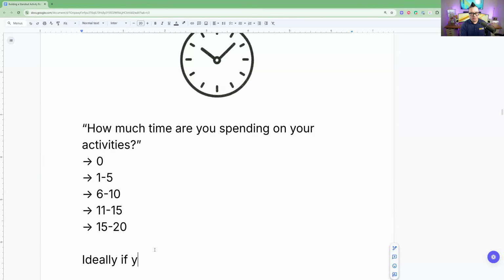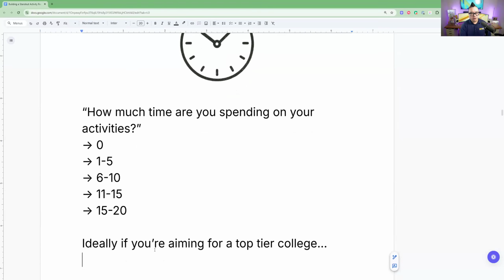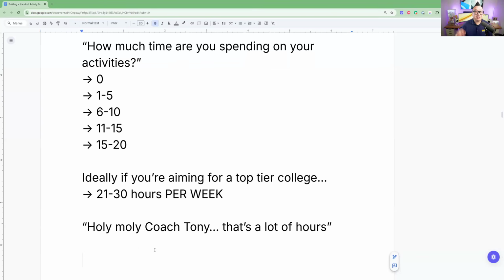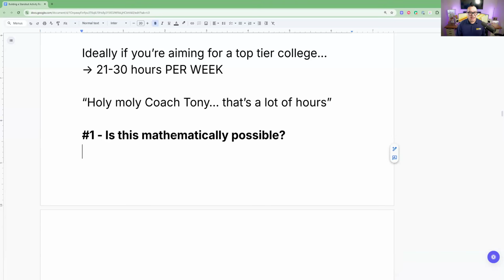Ideally, if you're aiming for a top tier college, we're looking for students to hit between 20 and 30 hours per week of activities every single week. And you're like, holy moly, Coach Tony, that's a lot of hours. Let me break it down two ways. First way: number one, is this mathematically possible? Some of you say, Coach, I don't even have 20 hours in a week. Let's try to prove it.